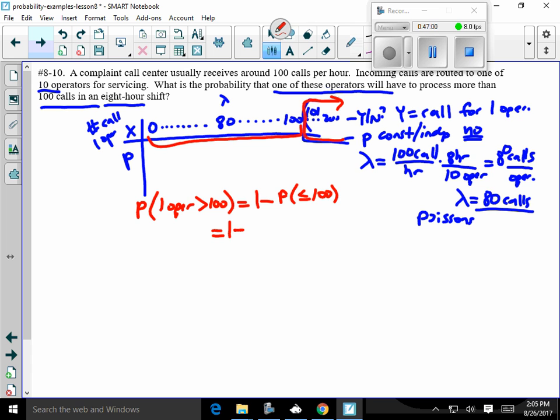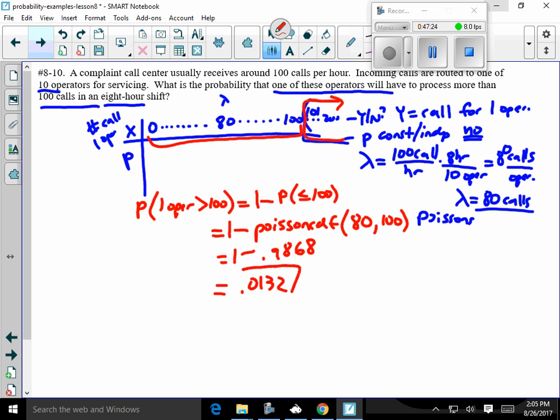Okay, so that would be 1 minus, and then we'll use Poisson CDF to get all of these. And the lambda value we said was 80, and we want to go up to and including 100. Okay, so if you plug that in your calculator, it turns out to be 1 minus 0.9868, and that turns out to be 0.0132. So if the typical number of calls that one operator receives is 80, then the probability that an operator has to receive more than 100 would be only 1.3% chance.